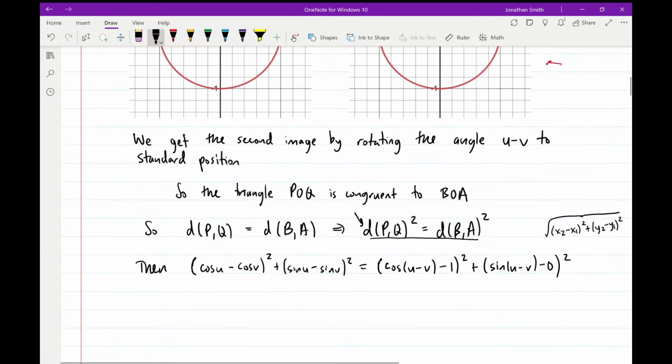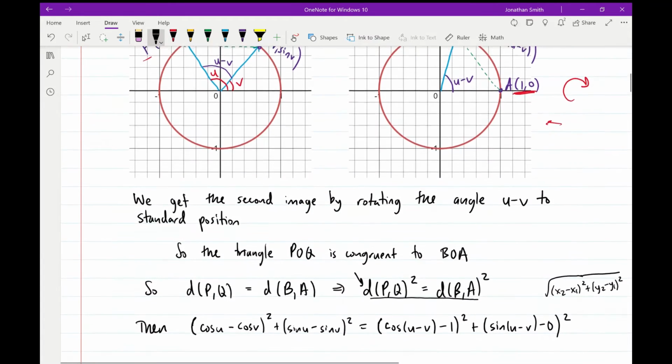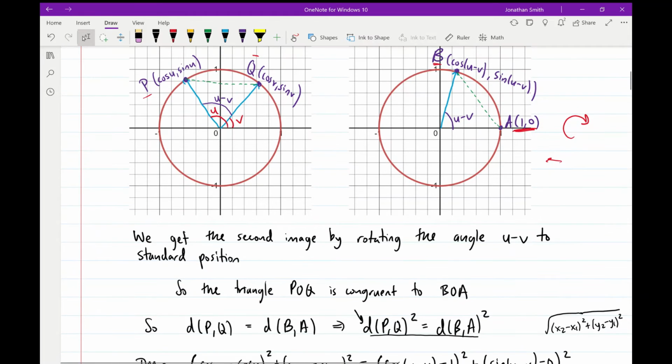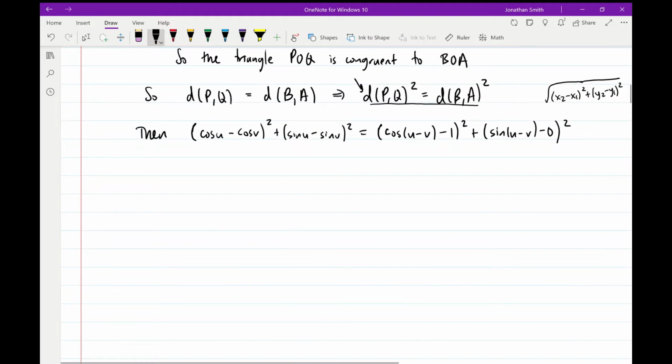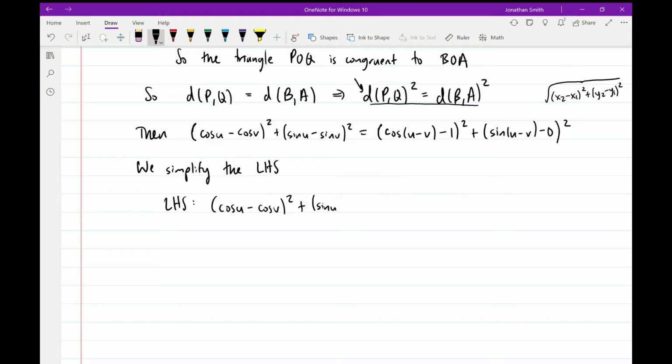You should verify that I actually plugged in for the distance formula correctly here, but I really am just taking the components of each of these points in the picture and plugging them into the distance formula, and I get this equation that I know has to be true. All right, so let's take the left-hand side and simplify it and see what happens. We start with (cosine u minus cosine v) squared plus (sine u minus sine v) squared.